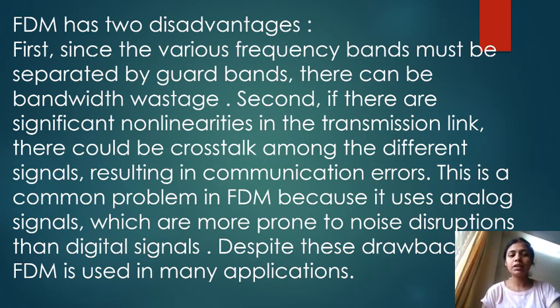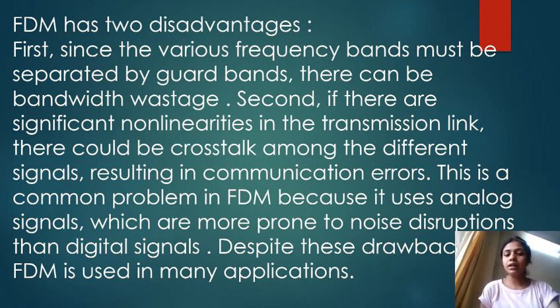First, since the various frequency bands must be separated by guard bands, there can be bandwidth wastage. Second, if there are significant non-linearities in the transmission link, there could be crosstalk among the different signals, resulting in communication errors. This is a problem in FDM because it uses analog signals, which are more prone to noise disruptions than digital signals.